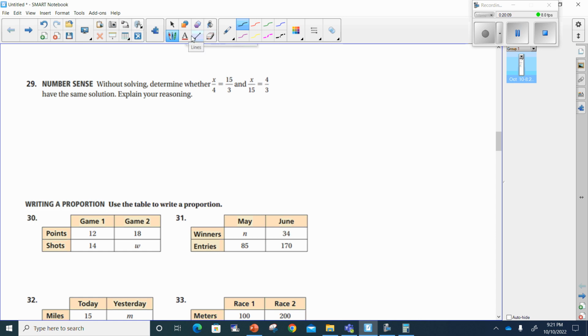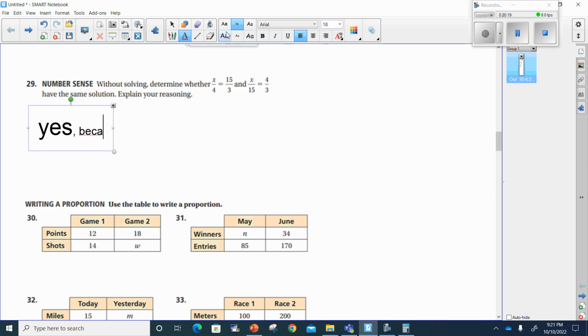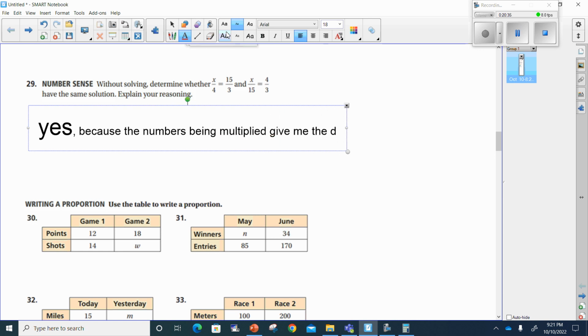So, yes, because the numbers being multiplied give me the same product.